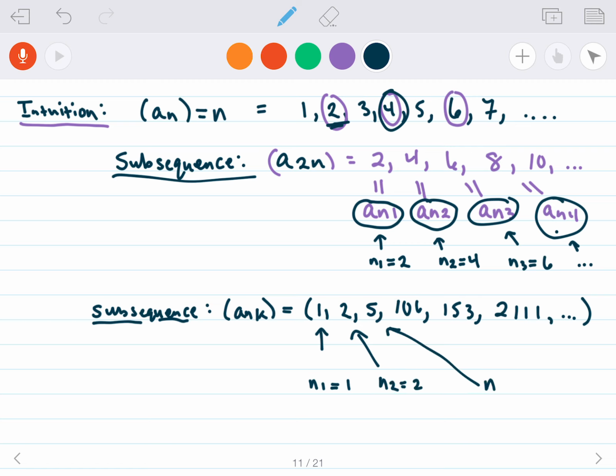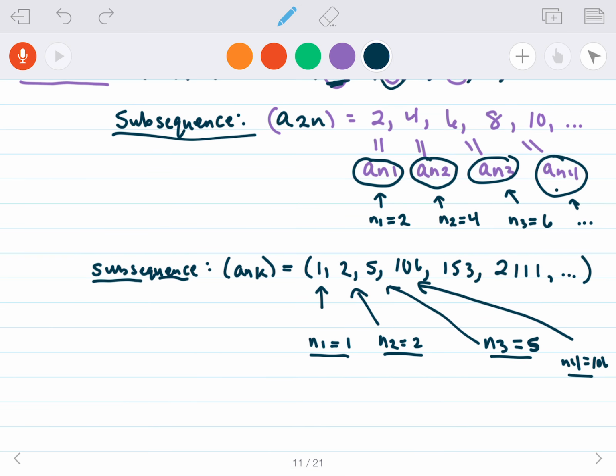N3 is going to equal 5, because this is the fifth term in our original sequence. N4 is equal to 106, and we see that n1 is less than n2, less than n3, less than n4, so it's a perfectly valid subsequence. We're just plucking out numbers from the original sequence, and we're not changing the order. We're not going 1, 2, 3, 2, 1. We're going up in the sequence.